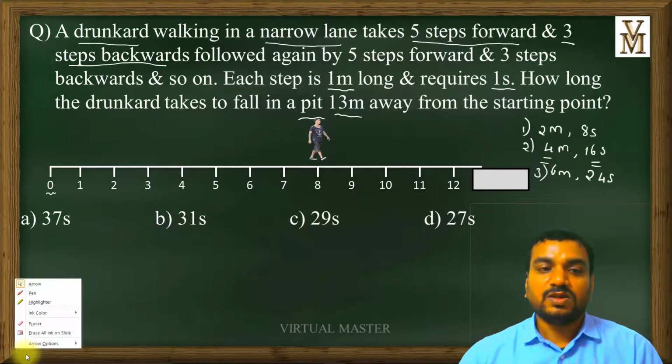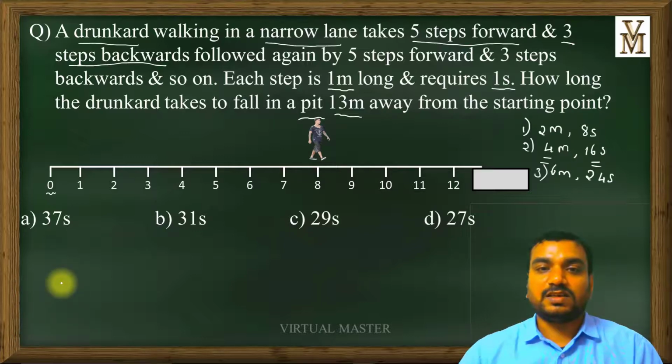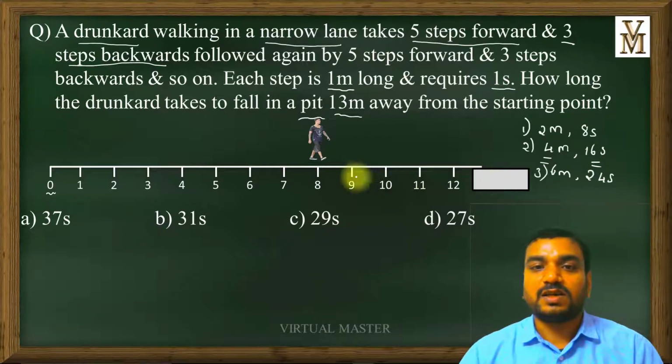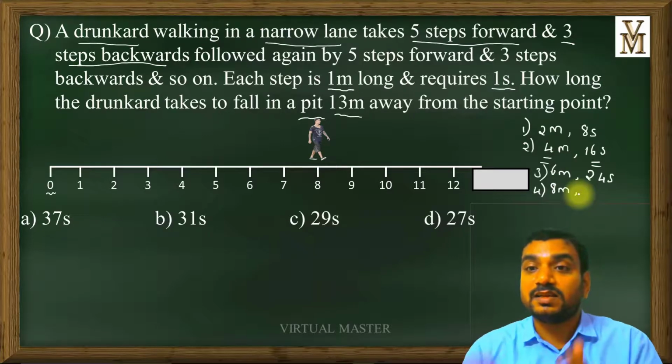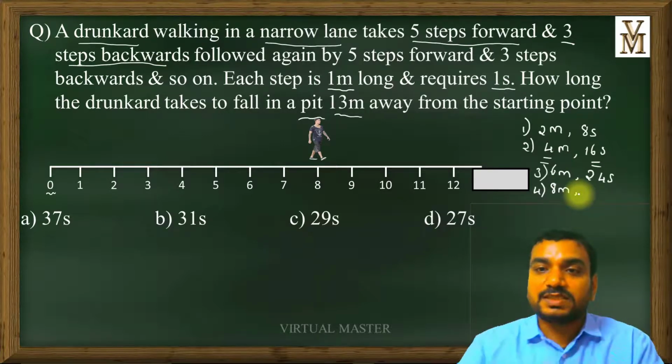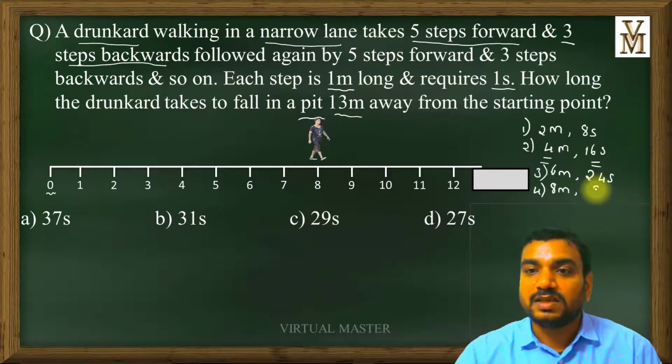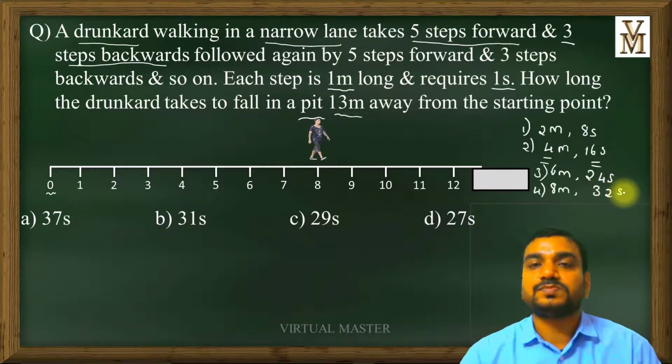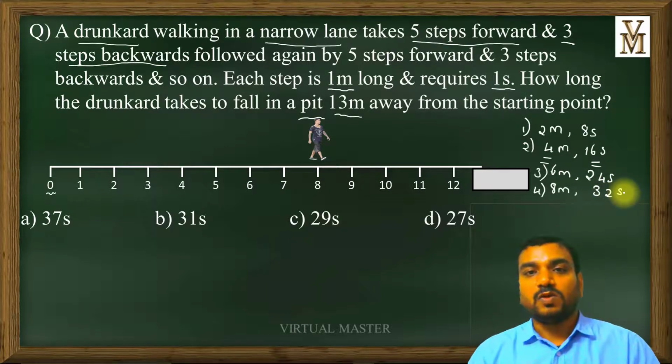Okay, now after 4th go the pivot is at 8th position. That means he has covered 8 meter till now, and how much time he has taken? 24 second plus 8 second, it will be 32 seconds. Okay, now what he will do?